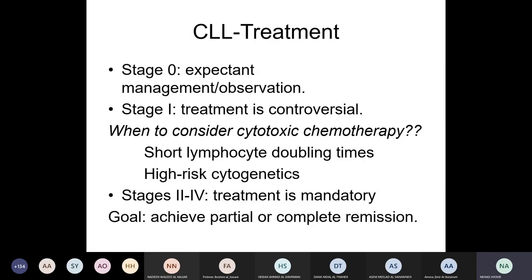Stage 1 is a bit of a gray area. Some schools say that for Rai stage 1 we have to treat and give chemotherapy. Other schools say no, hold chemotherapy in stage 1, because we also consider it not a very aggressive phase of the disease, so keep the patient on hold. But if the patient comes in stage 1 and is symptomatic, or the cells are really aggressive with a very short doubling time, which means they divide very fast, or the patient has high risk cytogenetics, then you can treat.